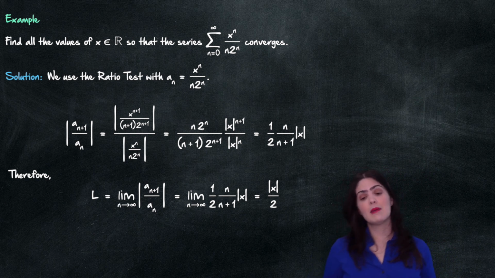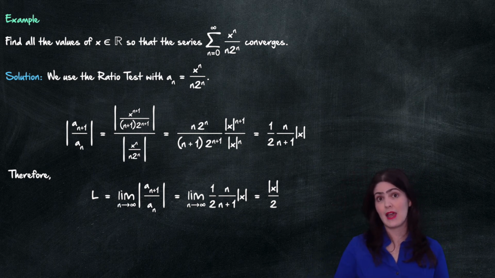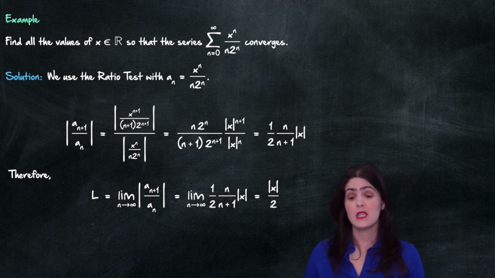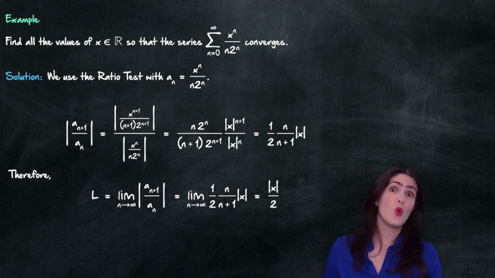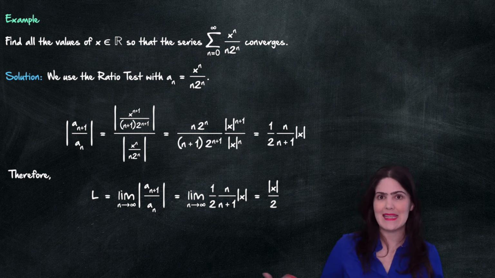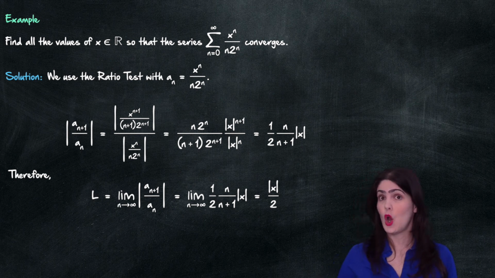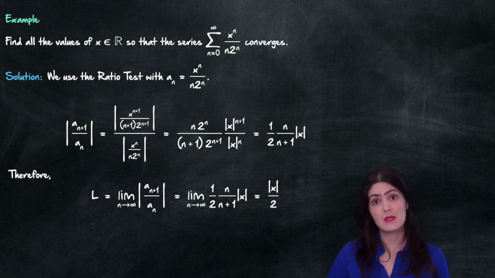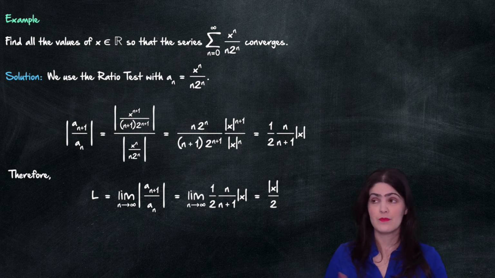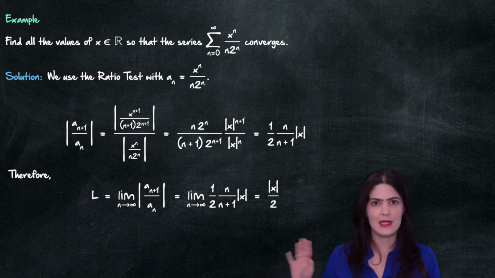So the limit as n approaches infinity of the absolute value of a_(n+1) over a_n is just the absolute value of x over 2. I'm going to call this limit L, just to make it easier to talk about. The ratio test tells me that if this limit L is less than 1, my series is absolutely convergent and therefore convergent. If this limit is strictly greater than 1, then my series is divergent, and then we'll have to figure out what to do when L equals 1.